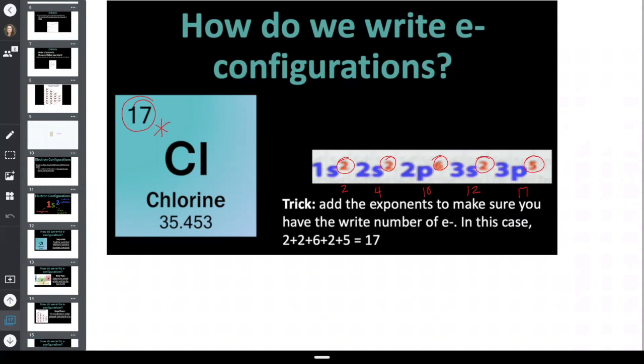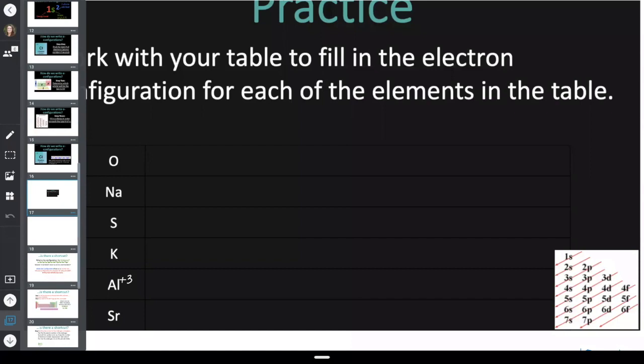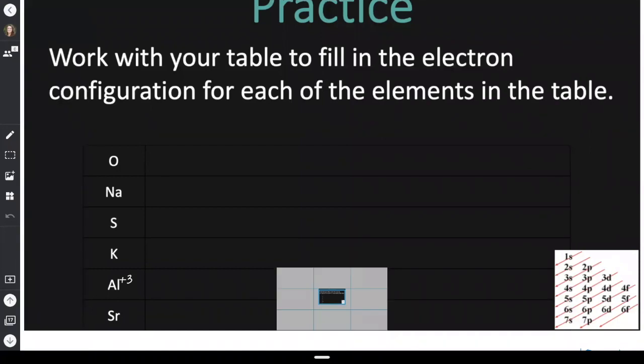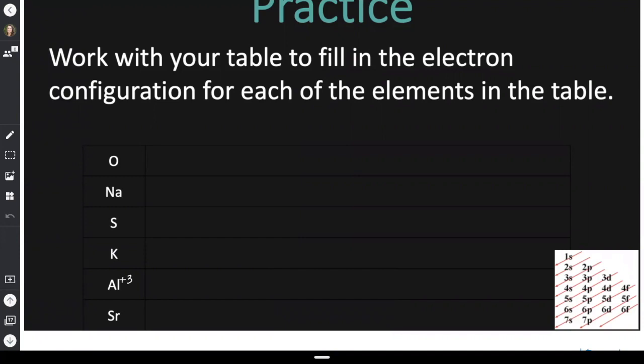So let's do some examples in your notes. Looking at oxygen, sodium, and so forth. First thing we want to do is identify the number of electrons. All of these except for aluminum are neutral. So oxygen, its atomic number is 8. That means I have 8 electrons. Sodium, its atomic number is 11. It's neutral, so I have 11 electrons. Sulfur is number 16. It's neutral, so I have 16 electrons. Potassium, neutral. Atomic number is 19.